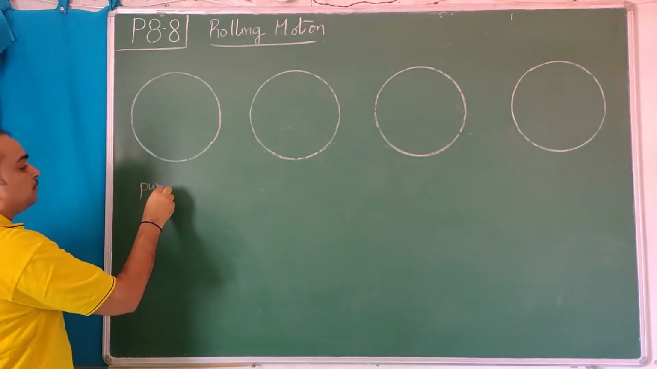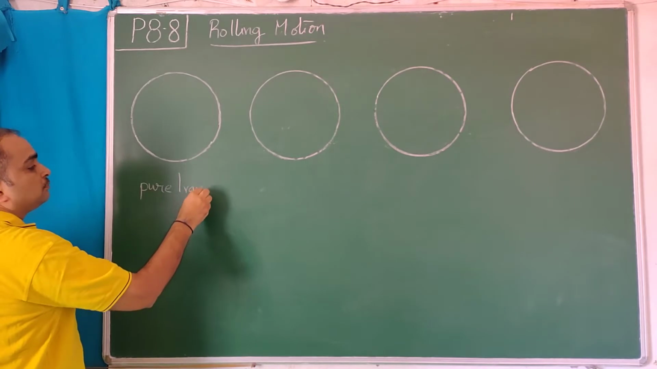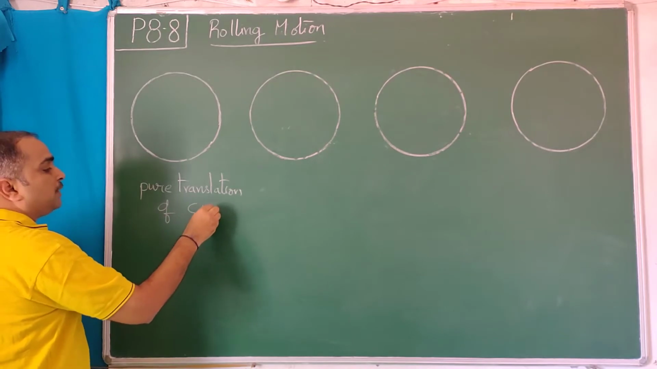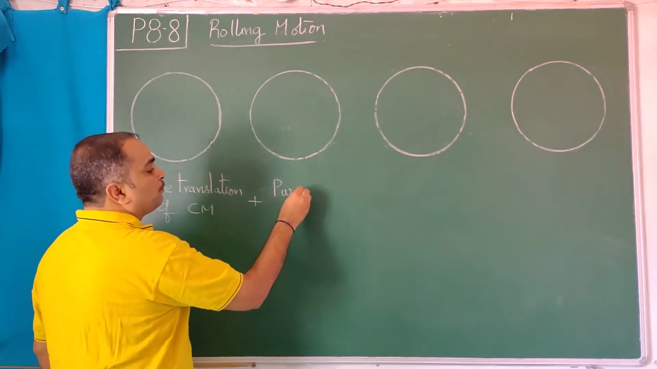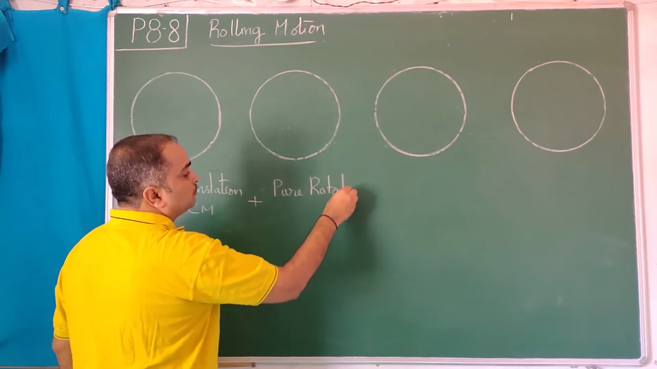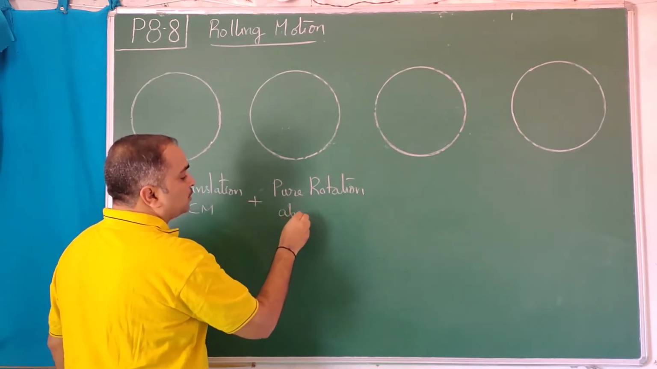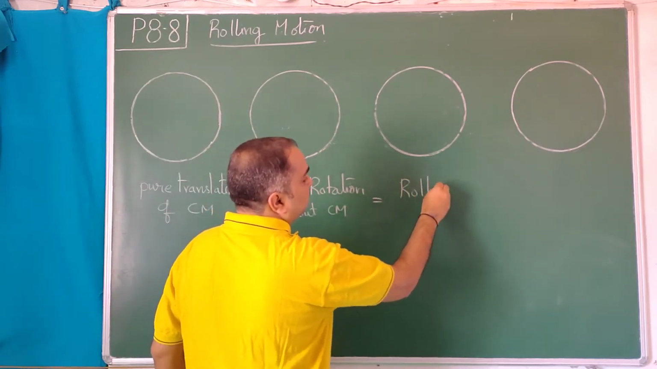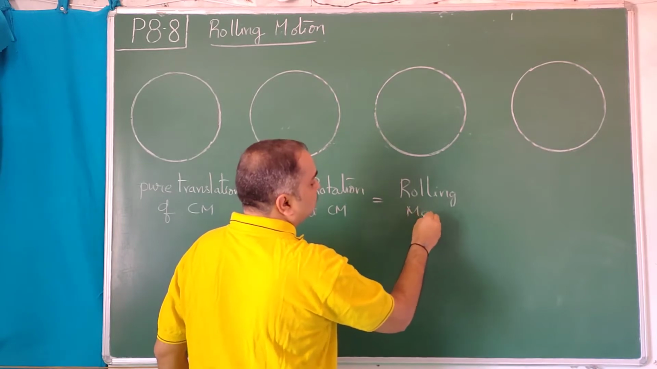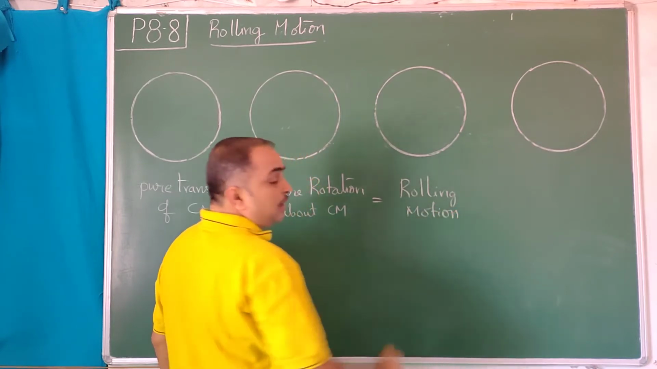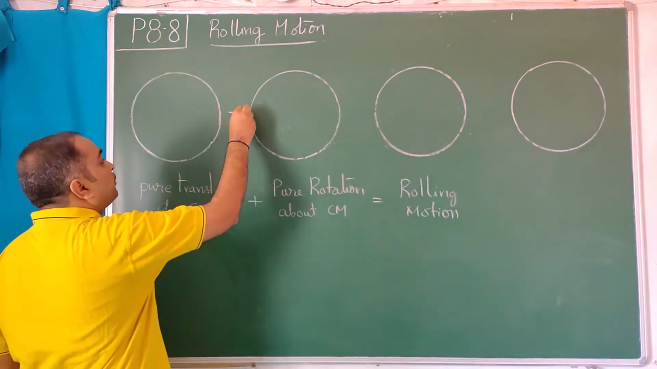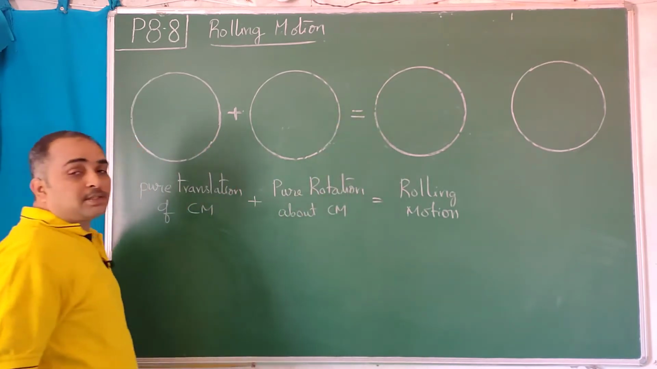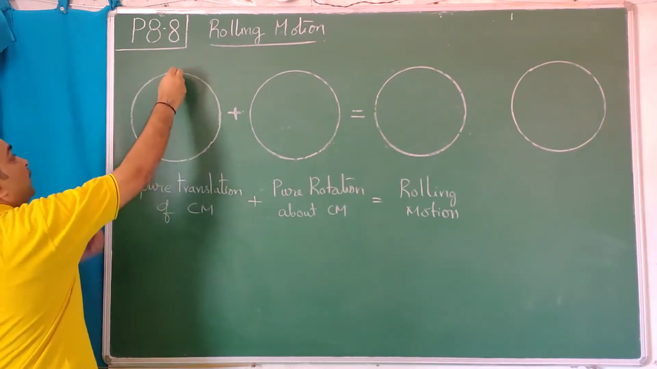So pure translation of center of mass plus pure rotation about center of mass gives you rolling motion, mathematically. And the sum of these two I am talking about gives this, this is equal to this. So individually, what do they mean? Pure translation.